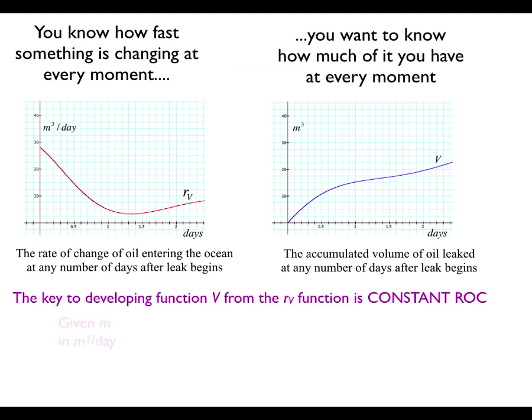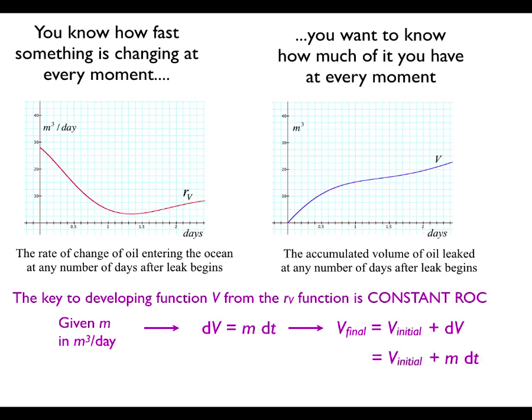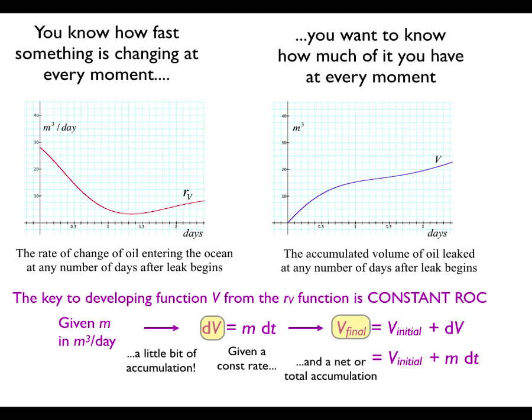So here's kind of an overview of the key to doing that. Given meters cubed per day, we're going to use constant rate of change. The changes in volume are the rate times changes in time. And then we're going to say that any accumulated volume is going to be some initial volume plus the change. So again, this is the nuts and bolts behind this endeavor here. That given the constant rate, we're going to be able to calculate a little bit of accumulation and calculate a net or total accumulation.